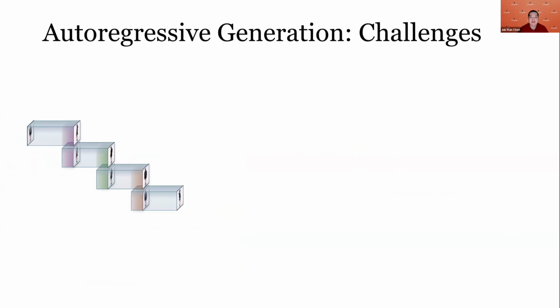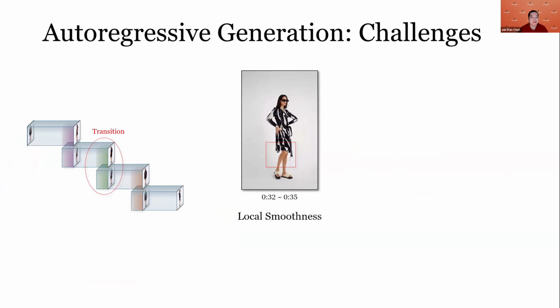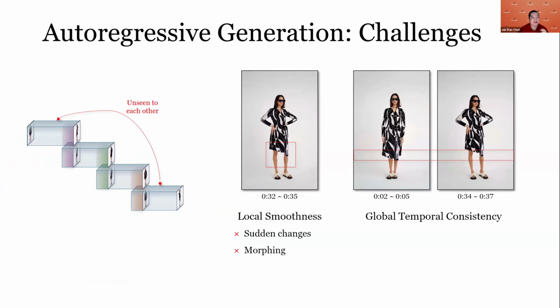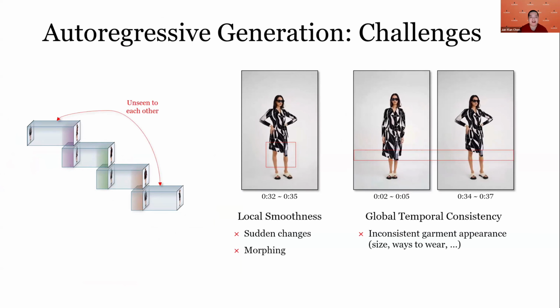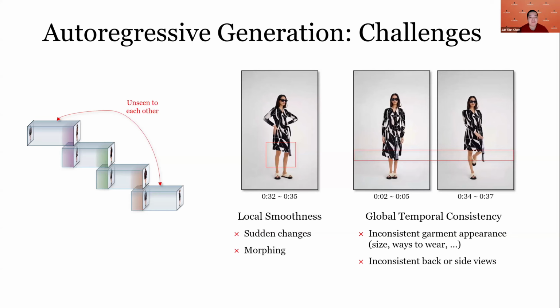However, this kind of generation also introduces two key challenges. The first is local smoothness between two overlapped segments, including sudden changes or morphing as shown here; you can see the dress suddenly becomes shorter. And the second is the long-term, or global, temporal consistency between two segments that cannot see each other. This presents as inconsistent garment appearances, like this, where the length of the dress is different, or inconsistent back or side views.